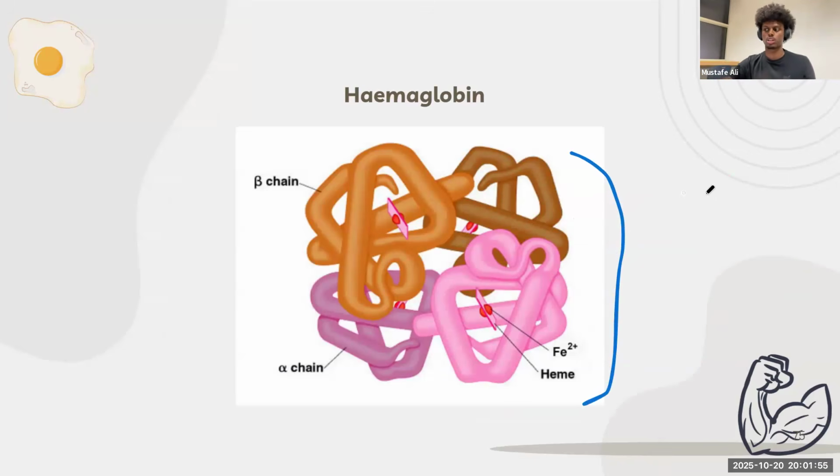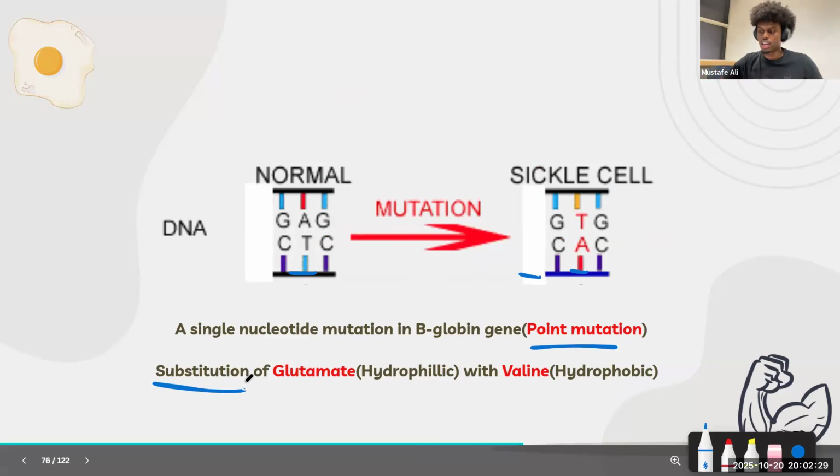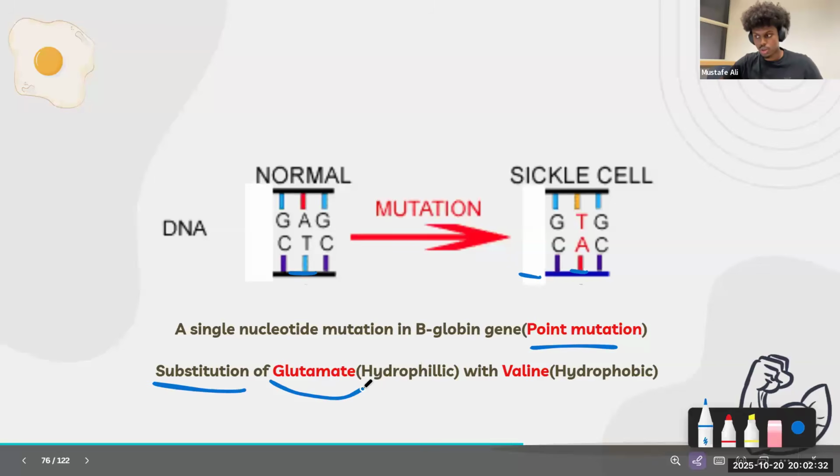Now, hemoglobin is the star of the show when it comes to sickle cell anemia. What happens essentially is that there is a mutation. The mutation that happens in sickle cell anemia is called a point mutation, or in other words, a single nucleotide is changed. You could see there's an A here instead of a T. Because of this point mutation, there will be a substitution of amino acids: glutamate is replaced with valine.